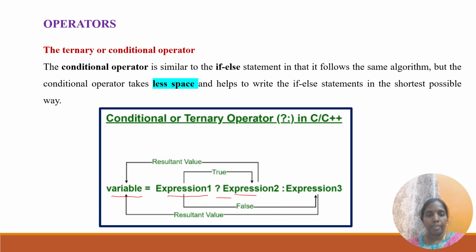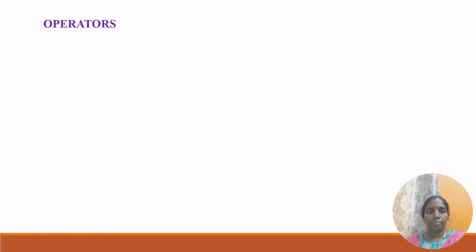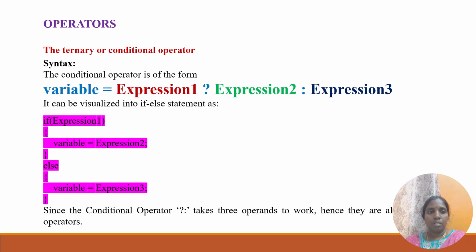So likewise, we are using multiple if statements. If you are using an if else statement, for this we can use a ternary operator. So the syntax will be like this. If expression 1 is true, the first set of code will be executed. If this is not true, it will go to the else and this expression will be executed.